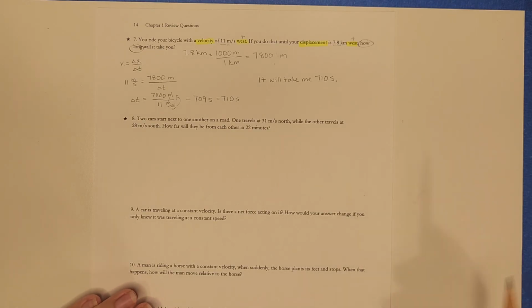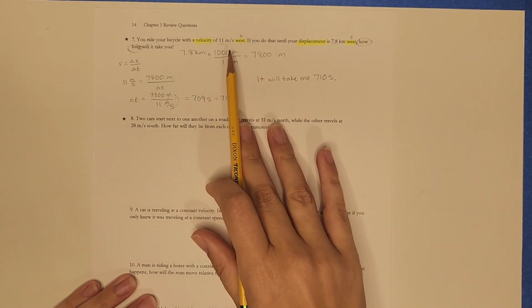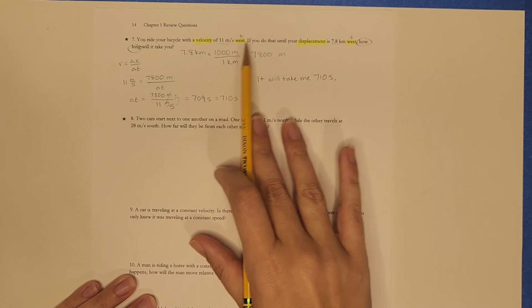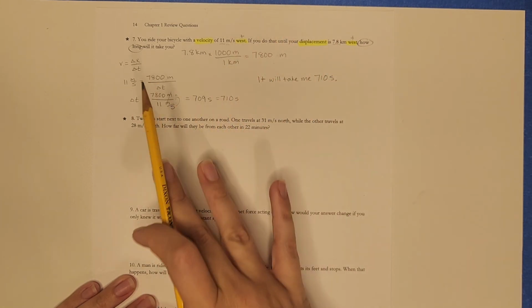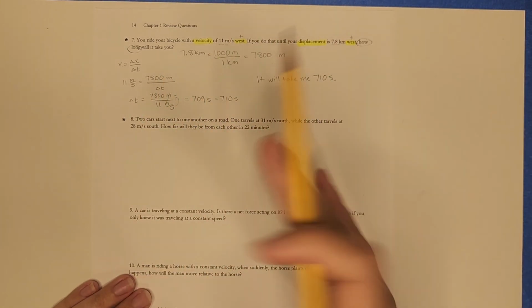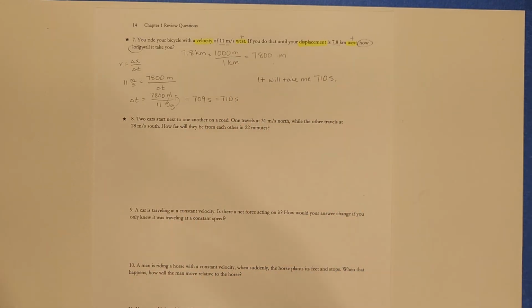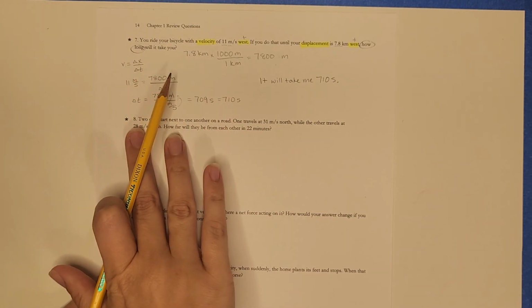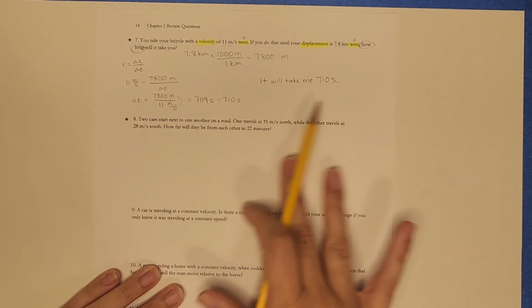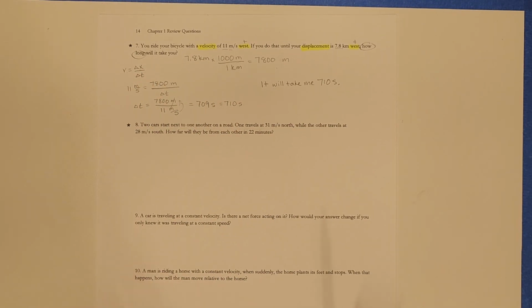Now, if the values here were different, like if one was west and one was east, which would be a more complicated problem, then you would definitely have to do something with the positive, negative, and things while you're doing the equation. But the answer is in seconds, so not a vector quantity.